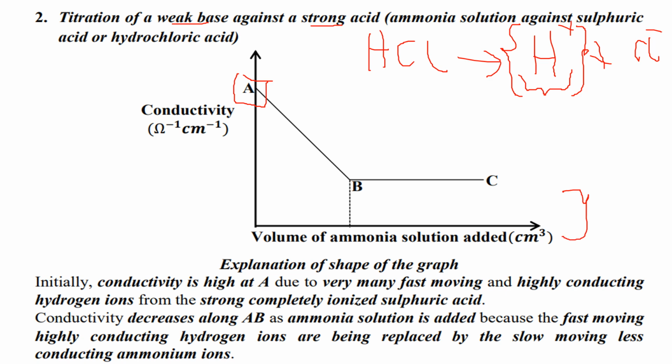So you're going to say that initially conductivity is high at A, because at A we have very many fast moving and highly conducting hydrogen ions, which are coming from the completely ionized sulfuric acid. Now for this example, you're using sulfuric acid, but it can be any strong acid. You just have to know that all strong acids fully ionize in solution, and when they do so, they give us excess of the hydrogen ions. Hydrogen ions have the highest mobility in solution because they are very light and fast moving ions. So since they are very light and fast moving, we expect them to have the highest conductivity as compared to any other ions.